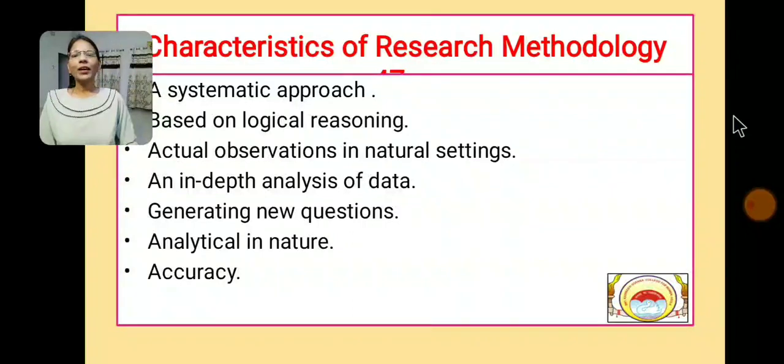Next point is, it is based on logical reasoning. Research is based on logical reasoning as there are two kinds of reasoning, inductive and deductive. While doing the research, both methods are very important. Actual observation in natural settings. The data or knowledge that is derived is in real time from actual observation in natural settings.